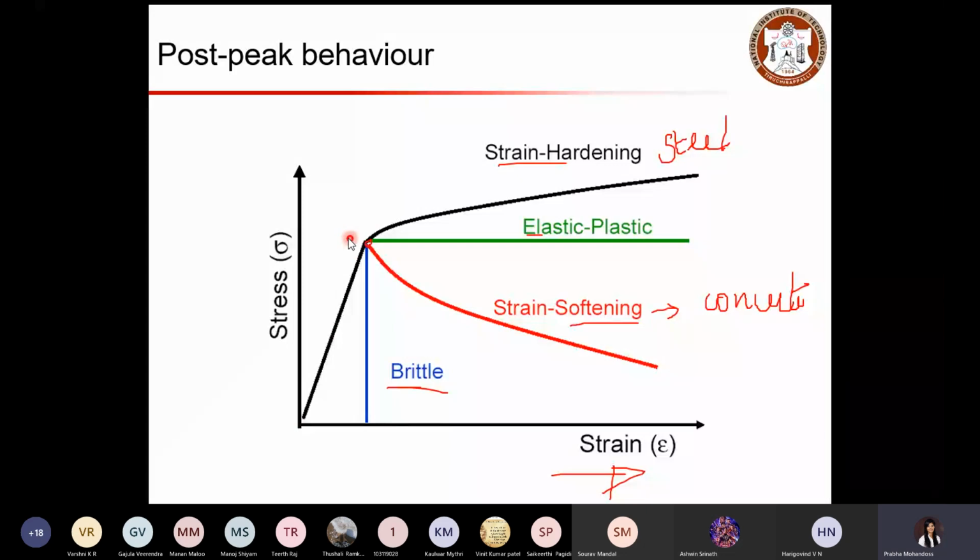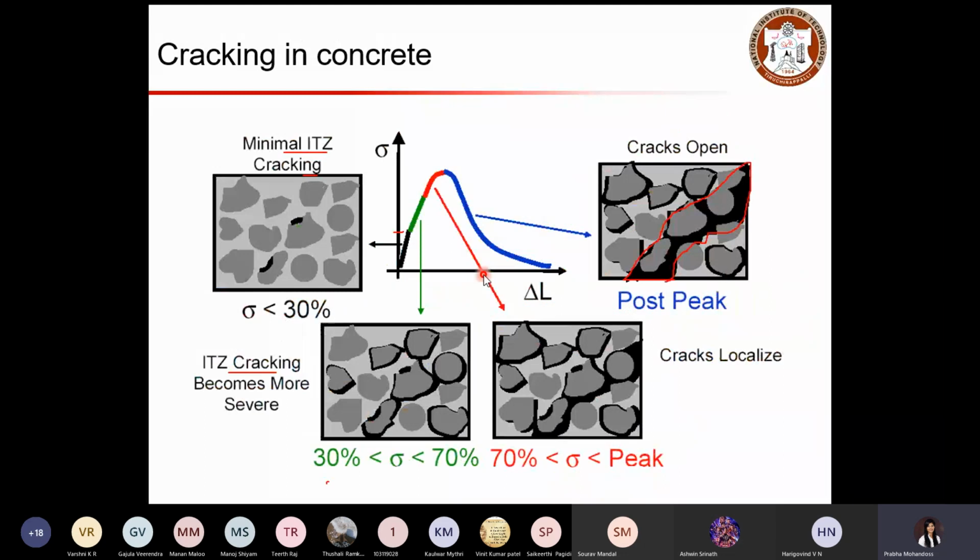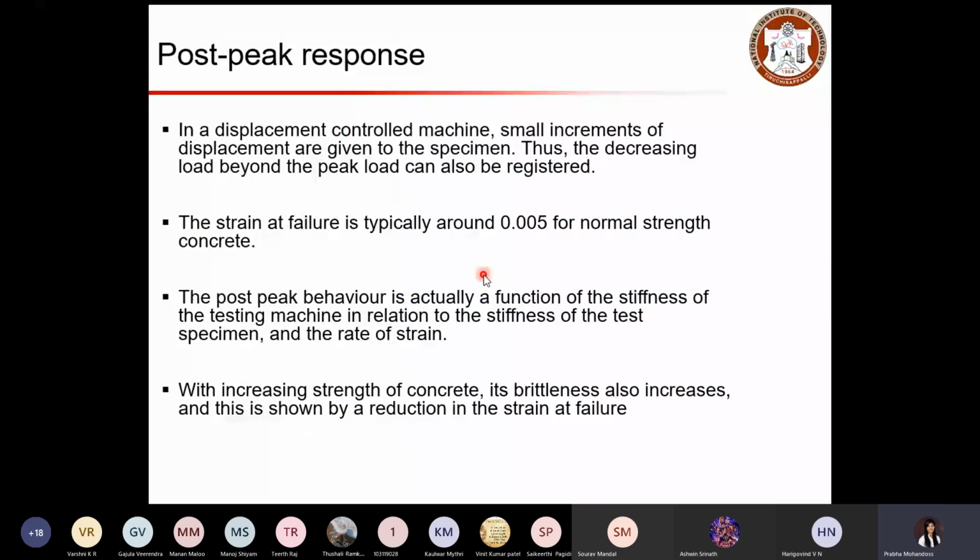To identify the nature of the material, whether your material is brittle, or strain softening, or elastic plastic, or strain hardening, you have to capture the post-peak behavior. Most often, the old test equipment doesn't capture the post-peak behavior. Why? Because those are based on the load control method. Once the peak load is reached, the specimen will fail and you will fail to capture the post-peak response.